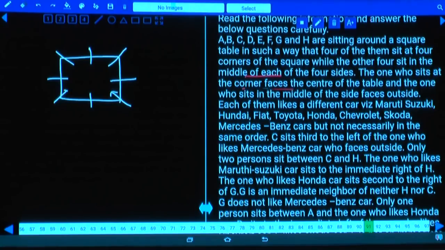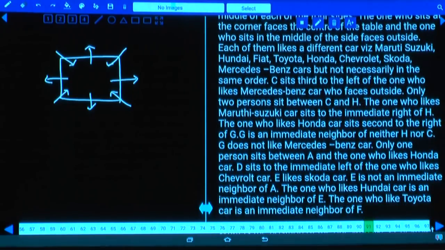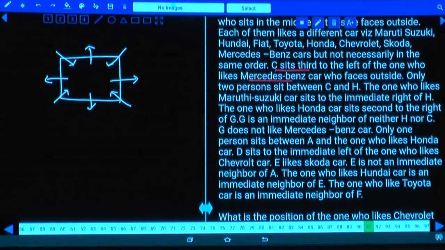Then 8 different cars. C sits third to the left of the one who likes Mercedes. The person who likes Mercedes faces outside. Now we can fix this Mercedes at any one of the centers, isn't it? And if Mercedes is here, then C sits third to the left or third to the right? Third to the left.